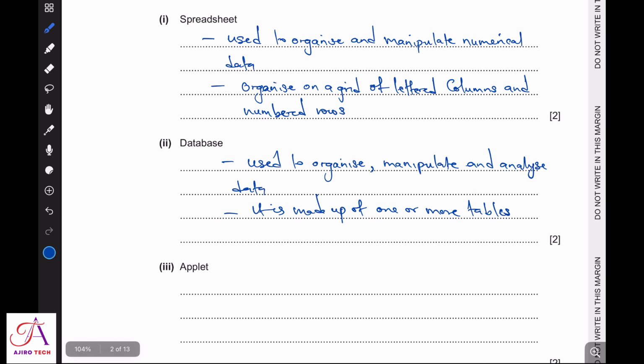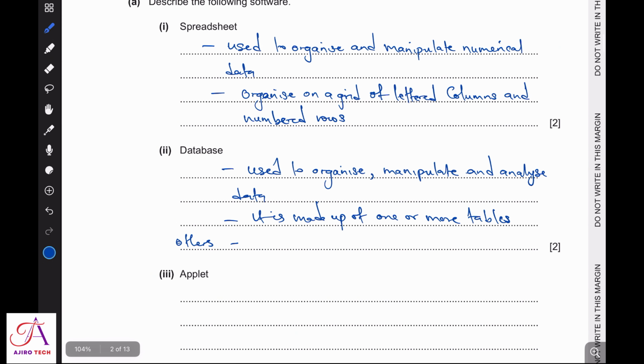Here you can also do for others. Okay. For database, it has functions like the ability to carry out queries.